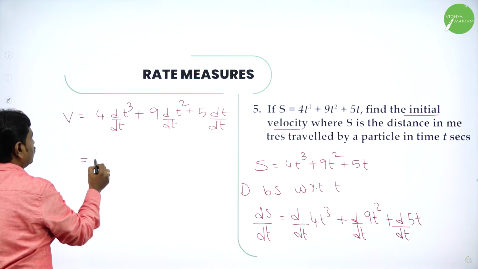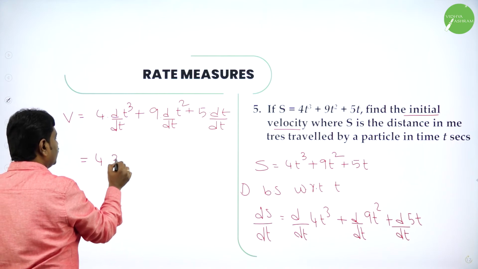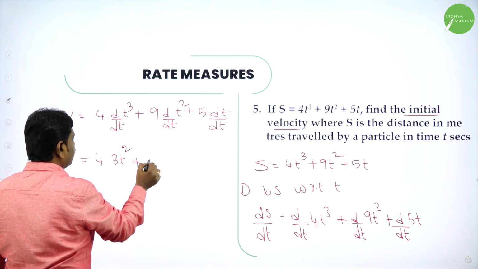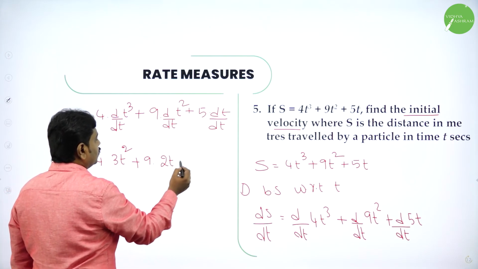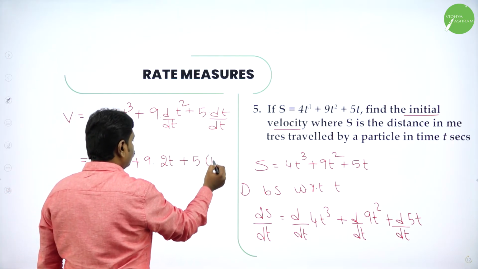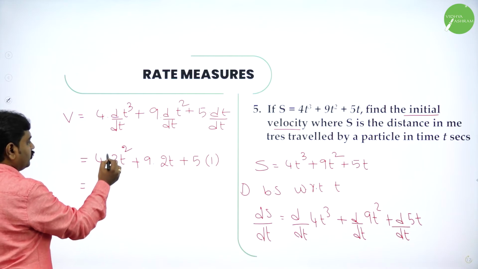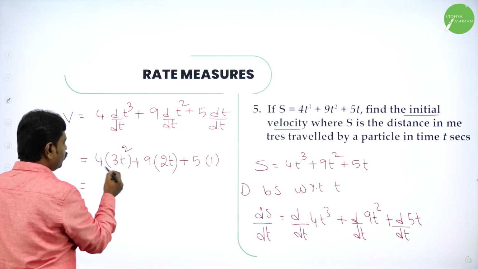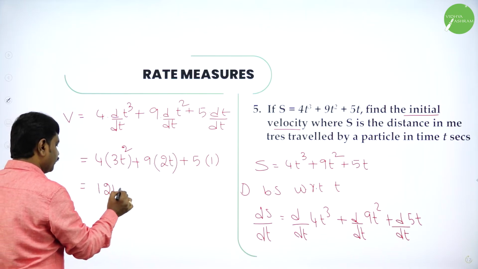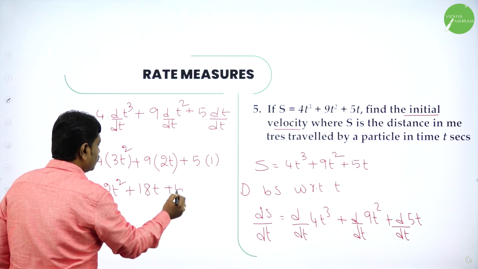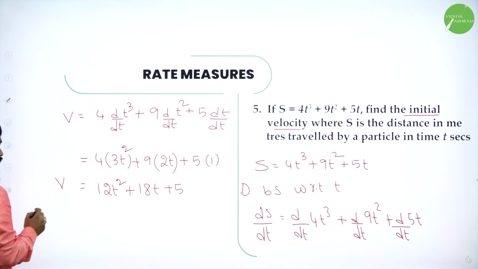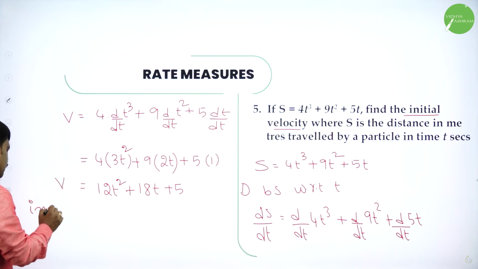Now 4 into the derivative of t cube, which is 3t square, plus 9 into the derivative of t square, which is 2t, plus 5 into d by dt of t, which is 1. Now 4 threes are 12t square plus 18t plus 5. This is velocity. They want the initial velocity.